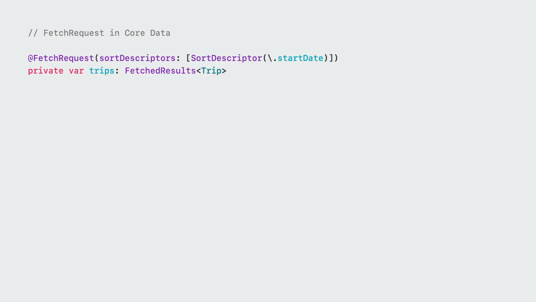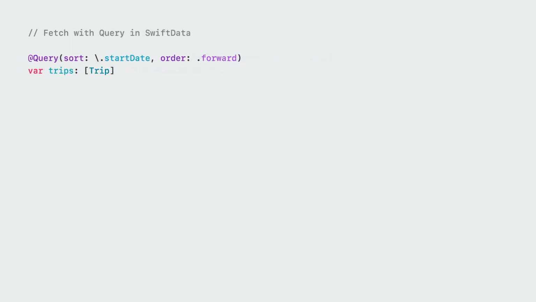Now let me take you through how I fetch my data. Instead of using a fetch request like I had in Core Data, I can use Query to fetch the full list of upcoming trips by wrapping an array of trips in Query. This allows me to fetch those Trip objects from the SwiftData container.